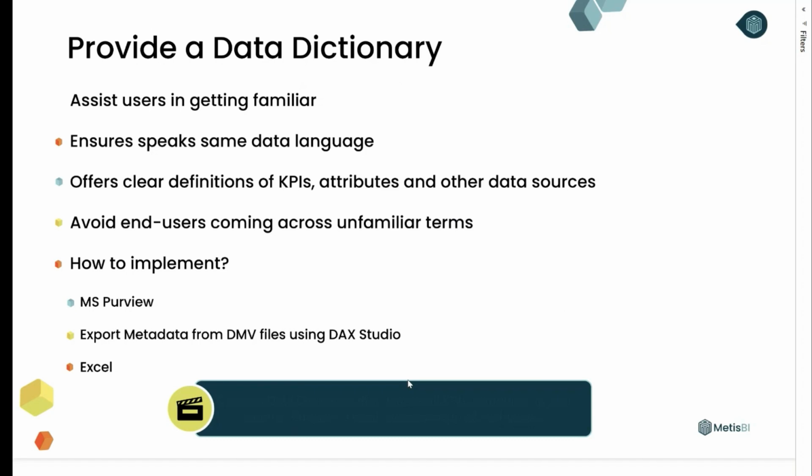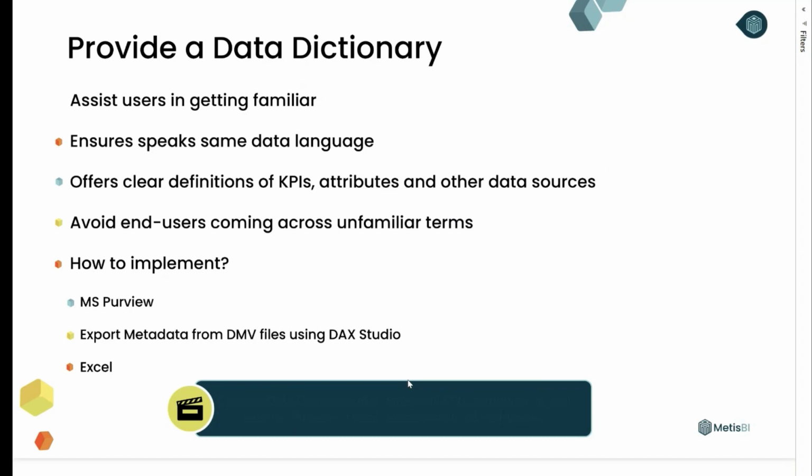I showed you, you could link it through the homepage as well. You could use an Excel spreadsheet per user that's available. You could extract the metadata from the DMV files using DAX Studio and then create another Power BI solution for the semantic model if you wanted to. That works. But the point is, make sure the end users do understand what they are seeing on screen. It really does make all the difference. Okay?